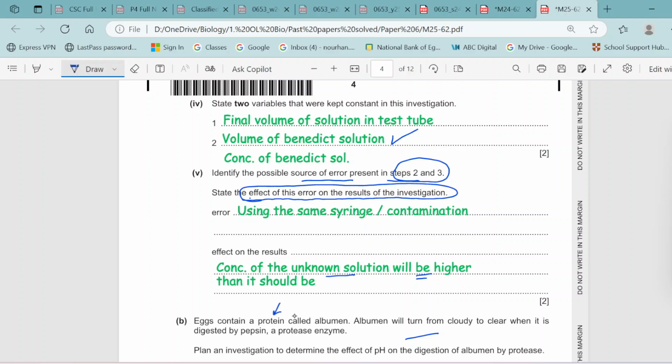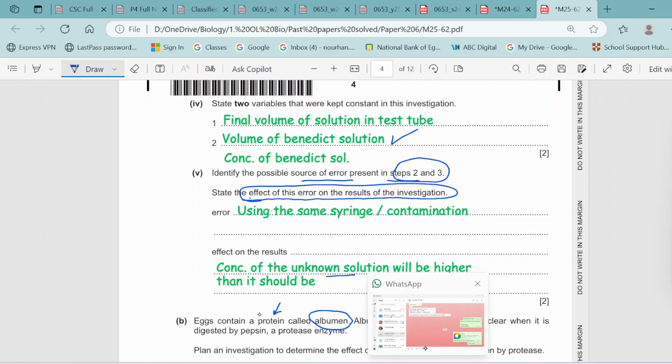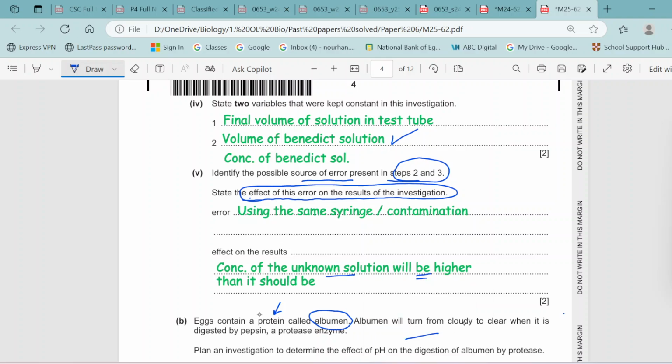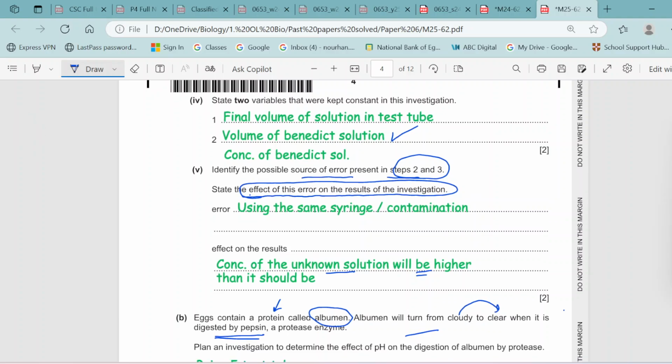Eggs contain protein called albumin. What does the albumin do? It turns from cloudy to clear when it is digested by pepsin. Plan an investigation to determine the effect of pH, which is my independent variable, on the digestion of albumin by protease.